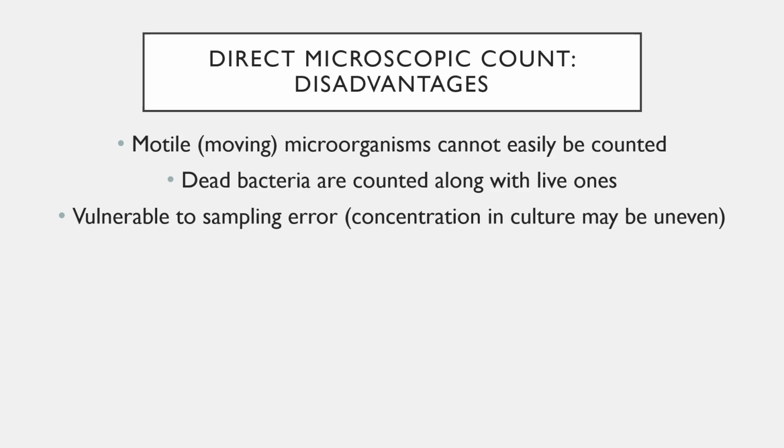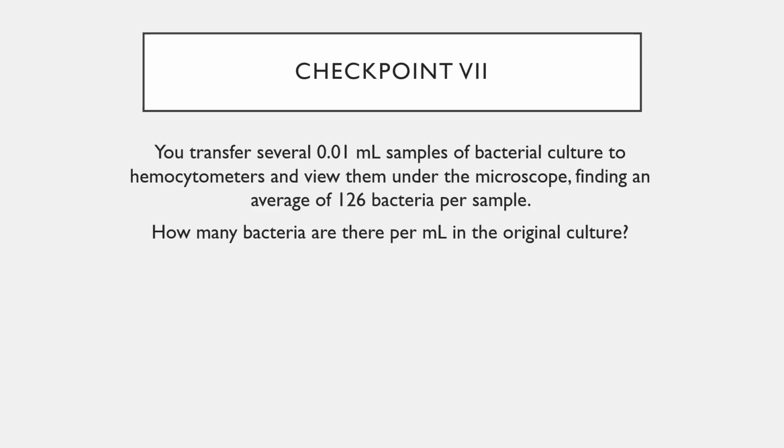And so we have one final checkpoint here, which involves a calculation based upon the direct microscopic count method. Let's say you transfer several 0.01 milliliter samples of bacterial culture to hemocytometers and view them under the microscope, finding an average of 126 bacteria per sample. How many bacteria are there per milliliter in the original culture? And once you finish this checkpoint, you are finished with Chapter 9.